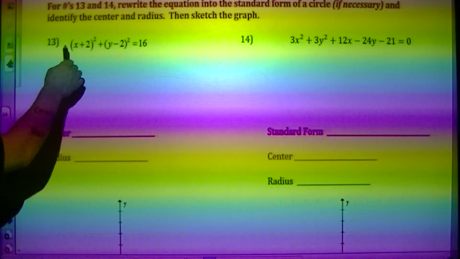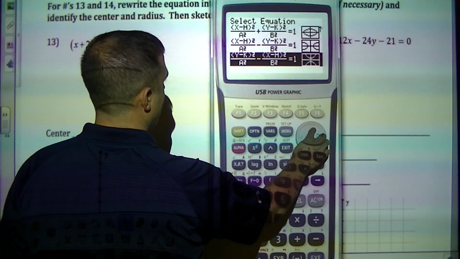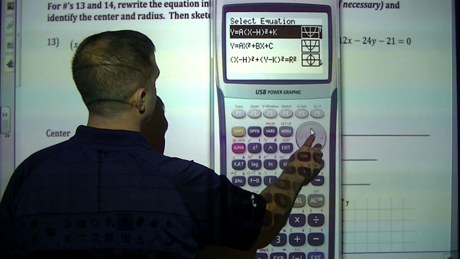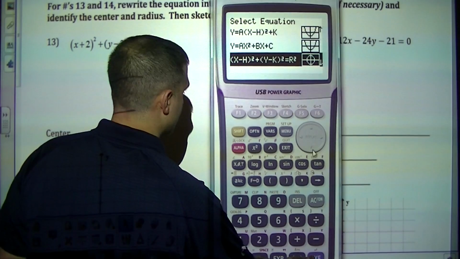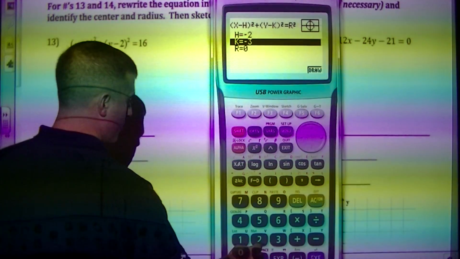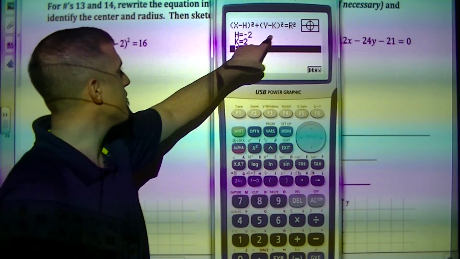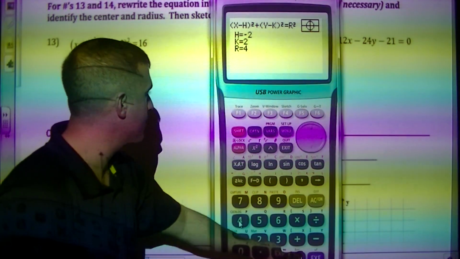Okay. The circle stuff. If you go back to exit, go back and find the circle. And this is going to be the circle. All right, -2, 2. All right, radius. Notice that says r squared. So to find the radius, it's a square root. It's going to be 4.